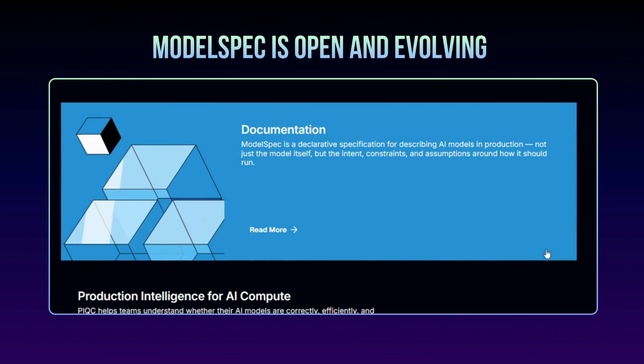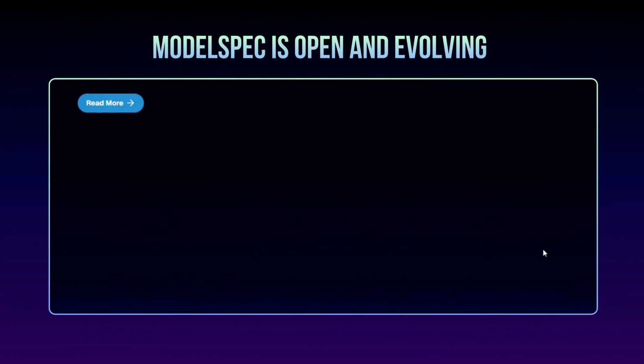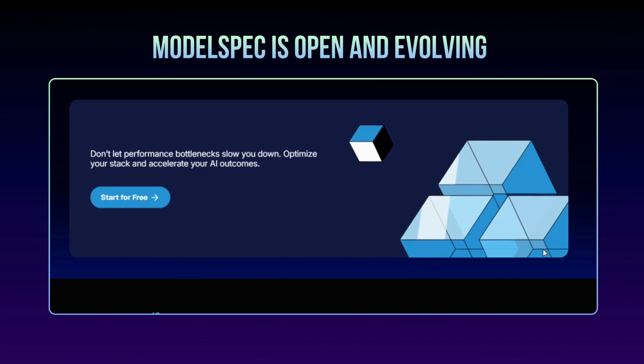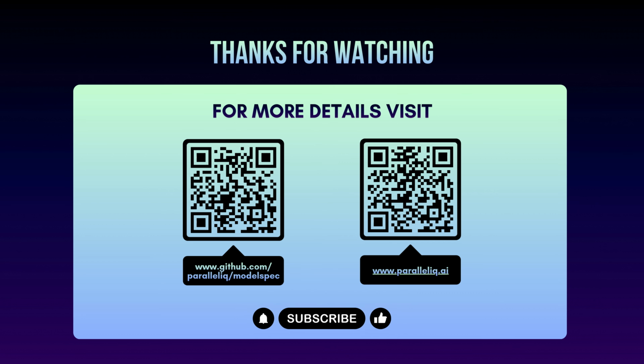Whether you're an ML engineer, a platform engineer, or operating models in production, model spec is designed to give you a clearer, more reliable way to express model intent. Model spec is just the starting point. In the next videos, we'll walk through real deployment examples, from single GPU inference to multi-tenant clusters, and show how intent, facts, and rules come together to make AI systems predictable, governable, and cost-efficient. Stay tuned.